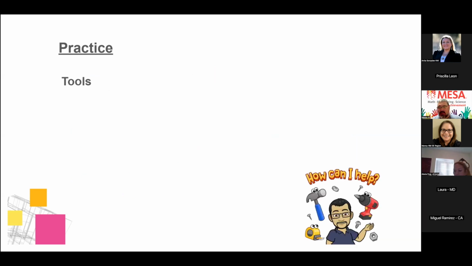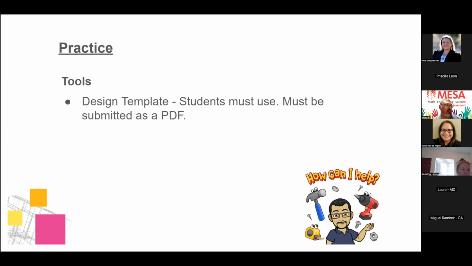So tools, right? We've talked about what's involved in a design proposal. So now what? We did mention that there is a design template. I think we have it as a Word document. We have it as a Google document. And then from there, it should be fairly simple to save as a PDF. It does have to be submitted as a PDF, especially if you get to the national level. If it doesn't come to the national chair as a PDF, then there is a penalty.